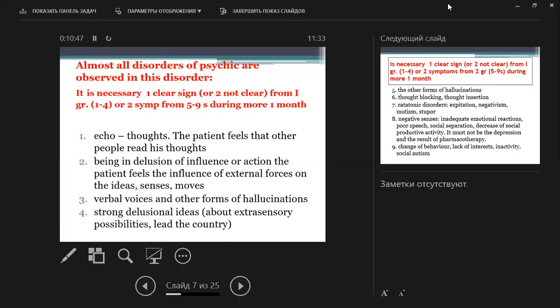In this delusion, the patient feels the influence of external forces. It usually influences the ideas, thoughts, the senses, and the moves. Usually they feel this influence in the brain, in the body, in sensitivity. It may be a combination of all this influence on the thoughts, senses, emotions, and moves, or maybe only on the thoughts and so on.